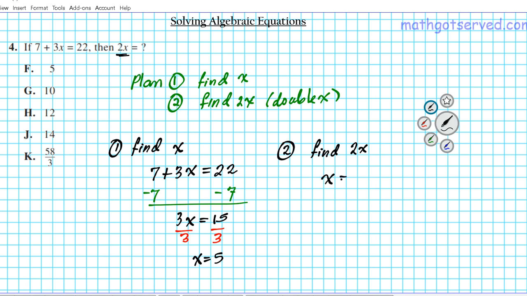X is equal to 5, so we can just double that and get 10. But just to show you the steps, just multiply both sides of the equation by 2, and you get 2x is equal to 10. And the answer to number 4 is option letter G.